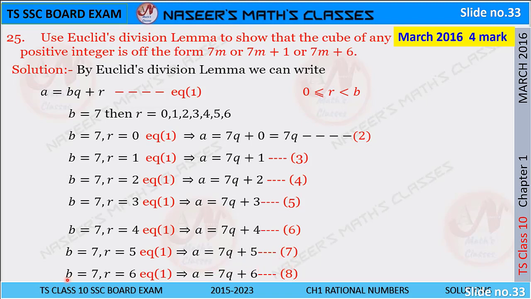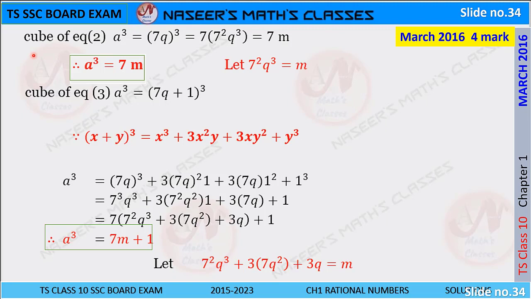Next we substitute b is equal to 7 and r is equal to 6 in equation 1. Then we can write a is equal to 7q plus 6. Let this one be equation 2. Next we have to find the cube of equation 2.